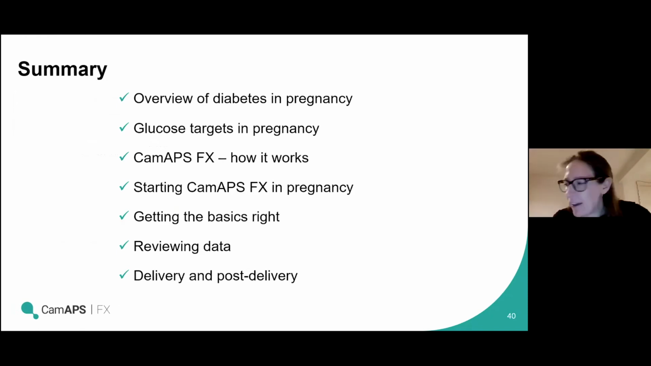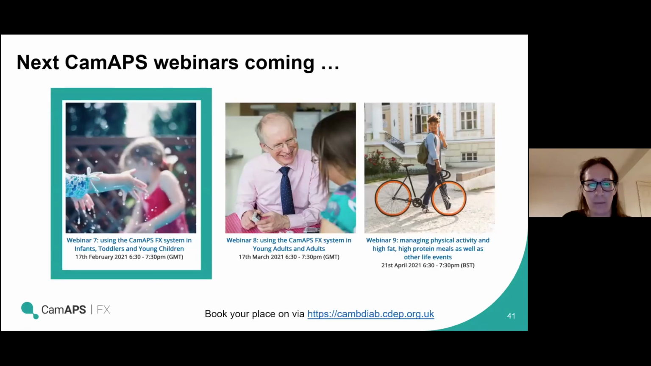Brilliant. So hopefully over the last 30 minutes or so, we've covered what we set out to do: an overview, the specific targets of pregnancy, and how to utilise the closed loop system for women throughout their pregnancy, highlighting the importance of getting the basics right, and how you can keep an eye on things throughout the pregnancy using the different data platforms, so the DIASEND one and also the clinic report where appropriate, and also some advice about delivery and post-delivery. So I think, Candice, we might be moving on to some questions if we've got some time.